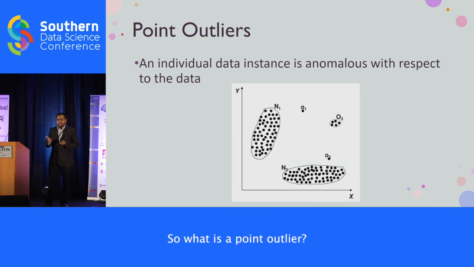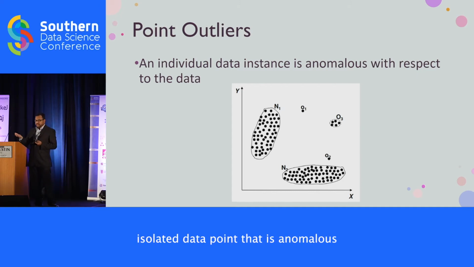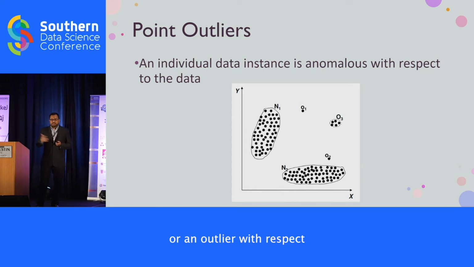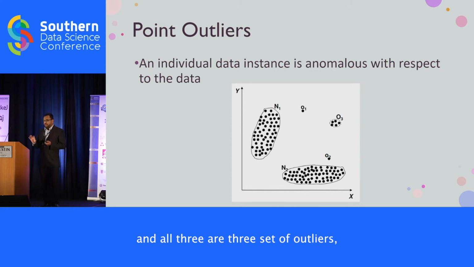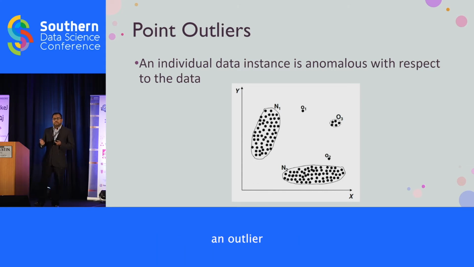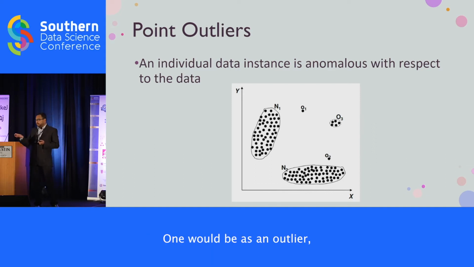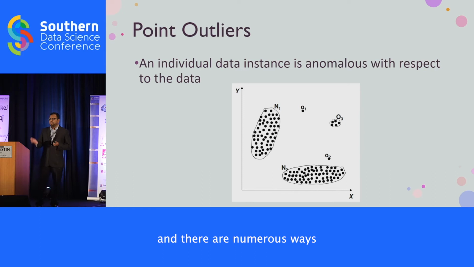So what is a point outlier? A point outlier, as you can see in this image, is an individual isolated data point that is anomalous or outlier with respect to the rest of the data. So if you see here, N1 and N2 are two data clusters. And then O1, O2, and O3 are three sets of outliers. O1 and O2 have a single point. O3 has, for example, 5 points. And if you define that an outlier should have a specific number of examples in that particular group, O3 would be an outlier. And there are numerous ways in which you can define a cluster to be an outlier. It can be either distance-based, it can be density-based, and so on.